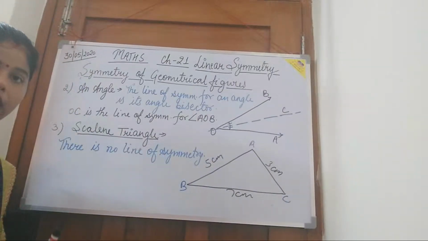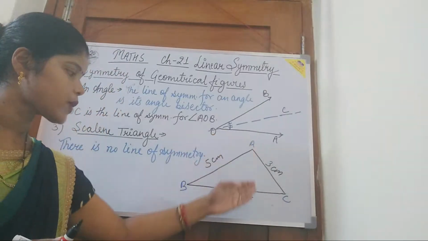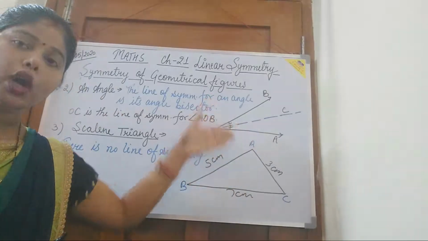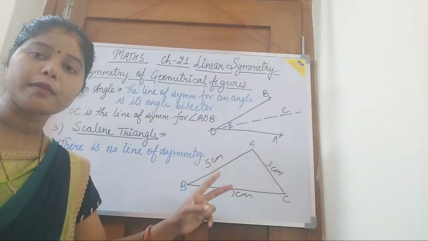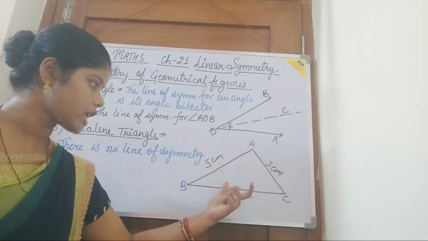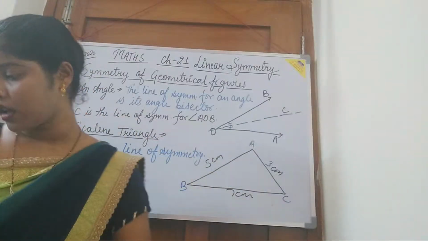In a scalene triangle, there is no line of symmetry, because if from any of the vertices we draw the line of symmetry or dotted line, it will not divide the figure into two identical parts. Two identical means two equal parts. It is not going to divide this figure into two equal parts. So that's why a scalene triangle has no line of symmetry. Now the next figure.